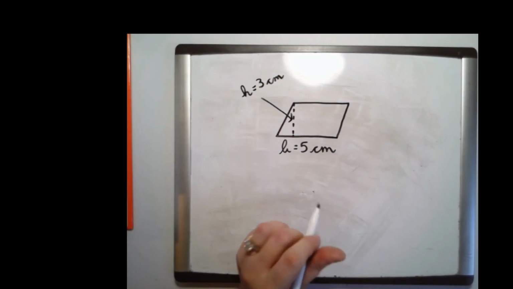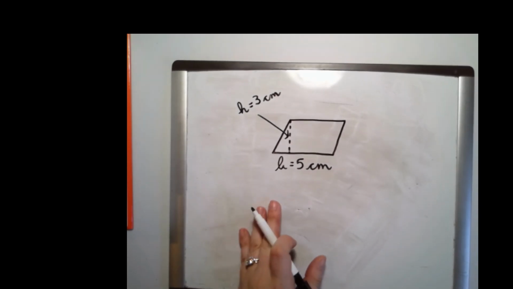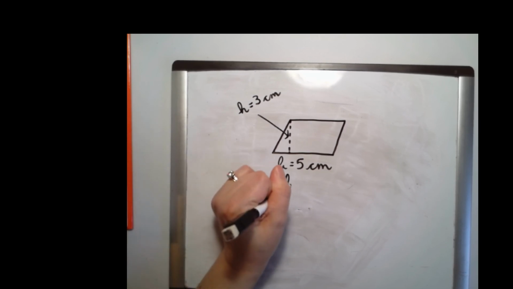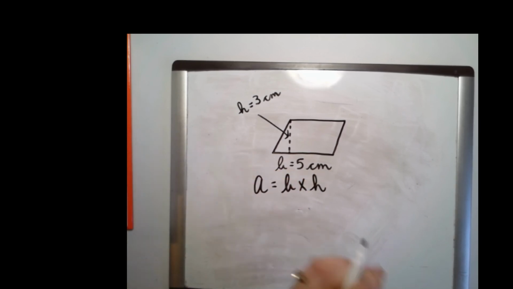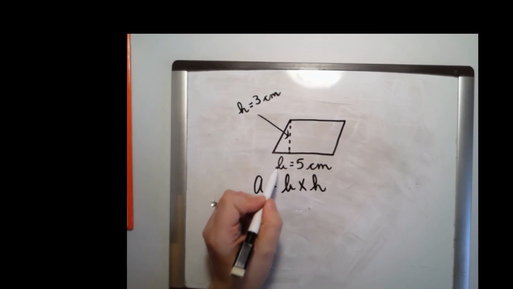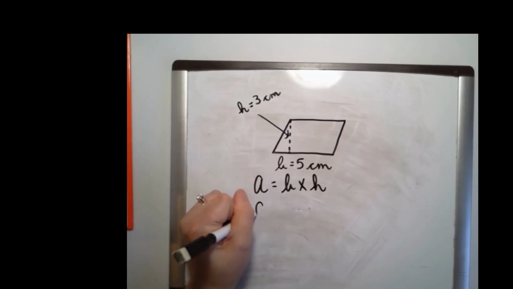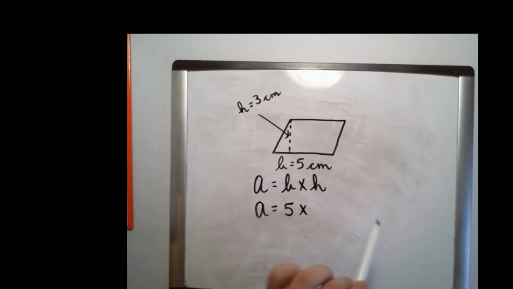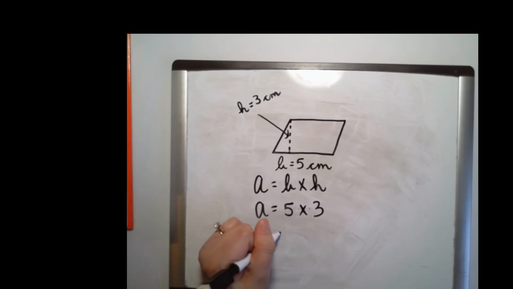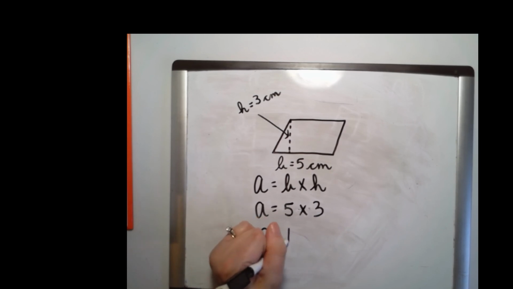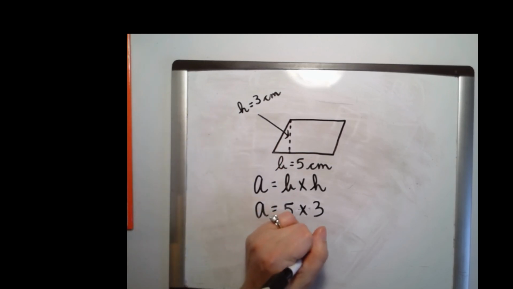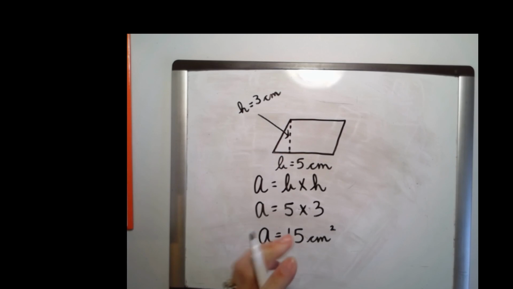So just like with our rectangle, we're going to write our formula first. Our formula is area equals base times height. So our base is 5, so we'll put that here. Area equals 5 times our height, which is 3. So then the area of our parallelogram is 15, and we're going to put our units of measurement, centimeters squared. 15 square centimeters.